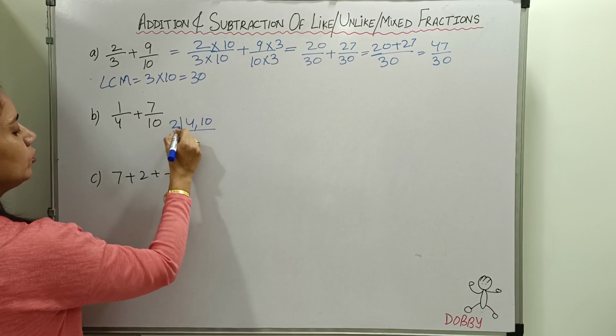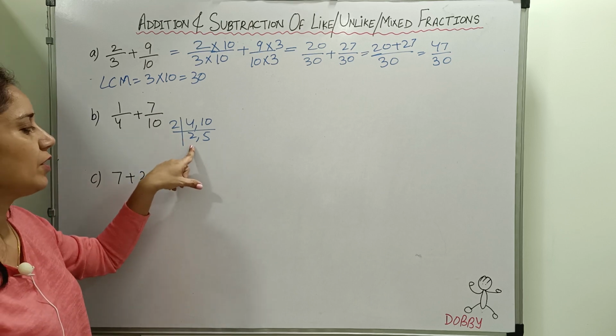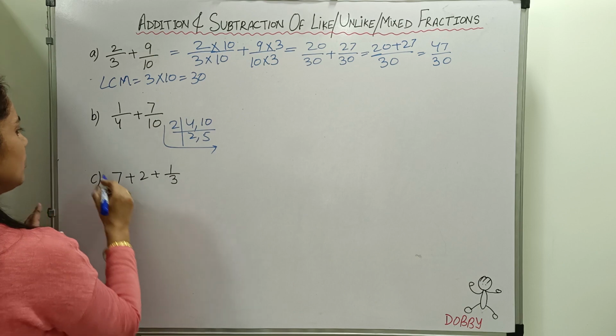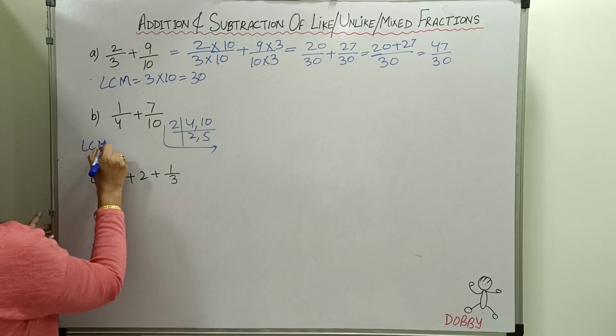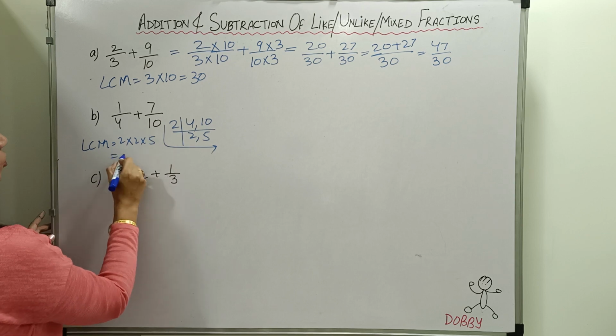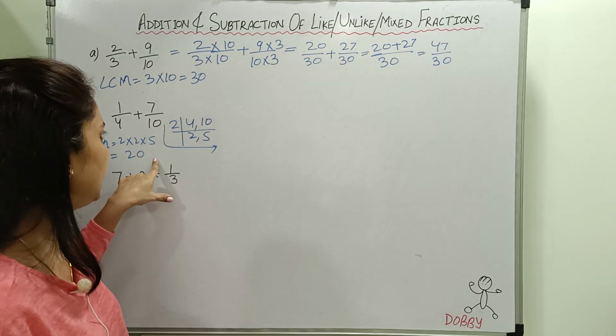Common table 2. 2 2s are 4, 2 5s are 10. Now 2 and 5 are co-prime numbers, cannot be solved further, no common table. So LCM equals 2 times 2 times 5. 2 2s are 4, 4 5s are 20. So thus LCM is 20.